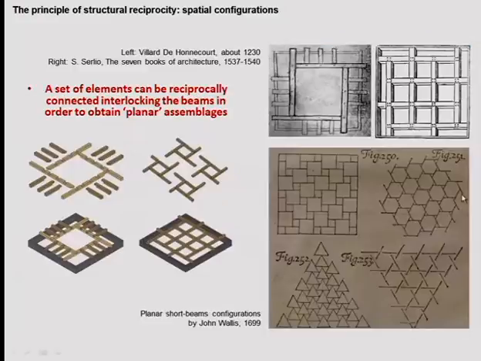Other possibilities are, out of this square fan, we can actually do floors, such as in this way. We find some sketches in Villard de Honnecourt's books, and also in Sebastiano Serlio, the seven books of architecture, and even in John Wallis. We can see that Sebastiano Serlio was kind of a practical man, so you see this is buildable. But this one, drawn by Villard de Honnecourt, he wasn't really a very practical person, he was a very theoretical person. So if you try to build that, it won't work.